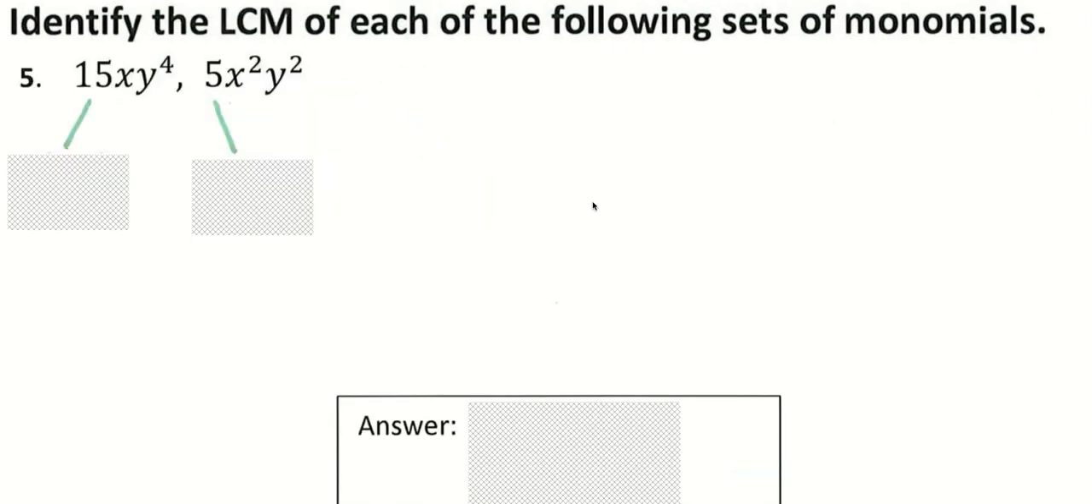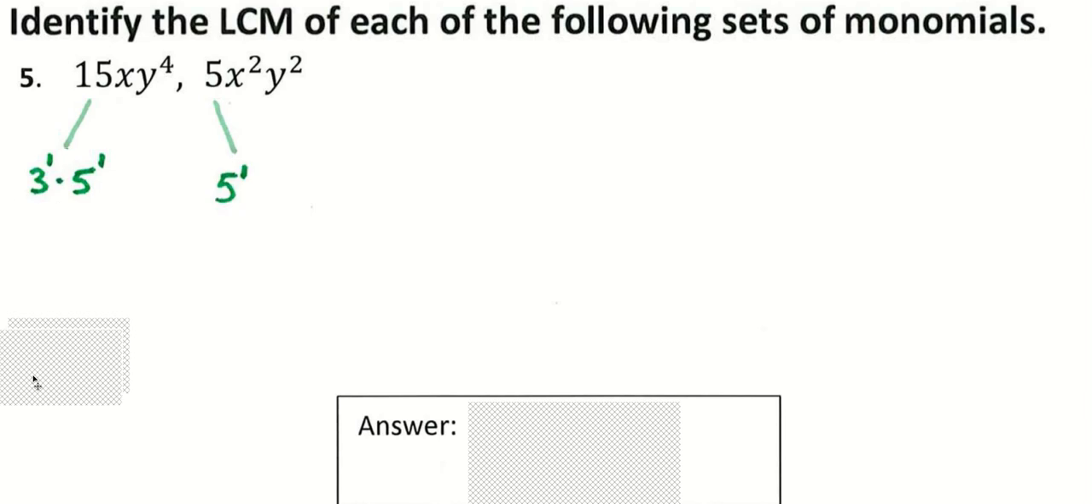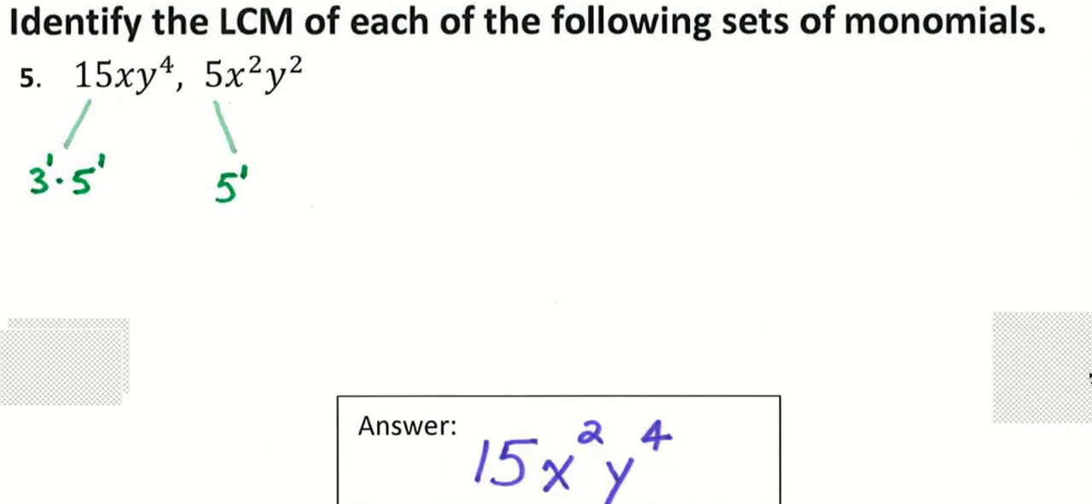And then in number 5, it starts to switch to LCM, least common multiple, where now it's about multiples. And this is where you now go with the larger power for each base, whether it's the x's, the y's, or the 3's and the 5's.